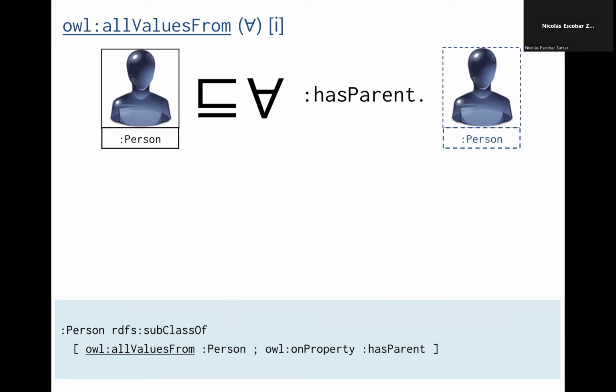Person is a subclass of this class definition here. And this class definition here says this is the class of all entities whose parents are persons. So if all of the parents of an entity are persons, then that entity will be part of this class here. Basically we're saying that if you're a person, then all of your parents are persons. That's what we're stating.